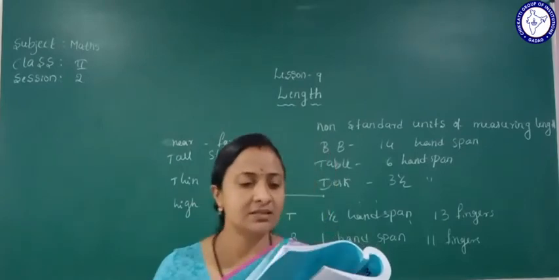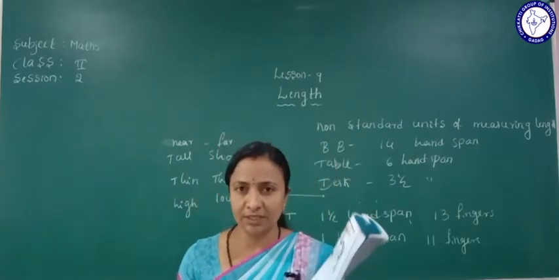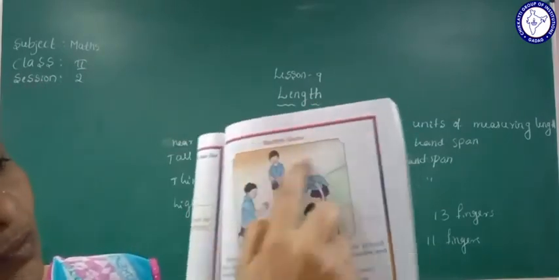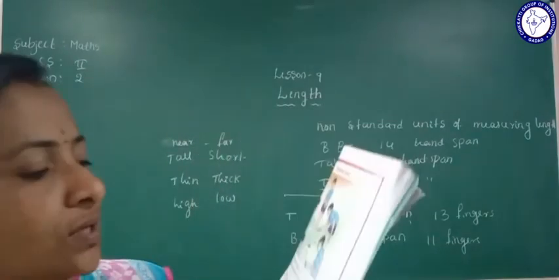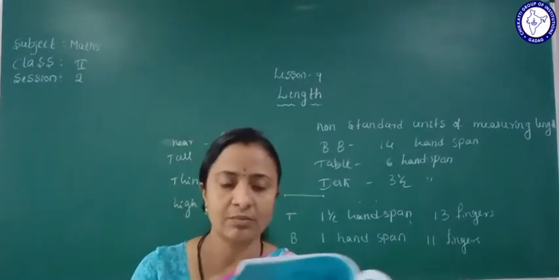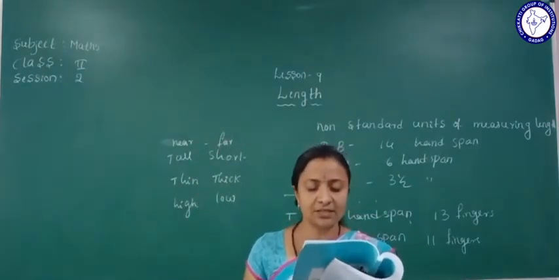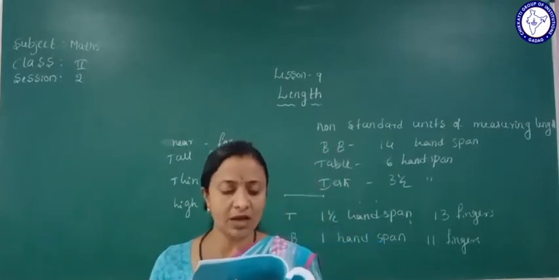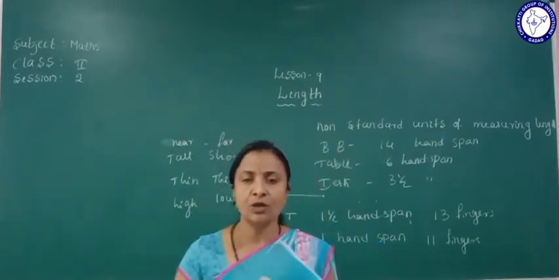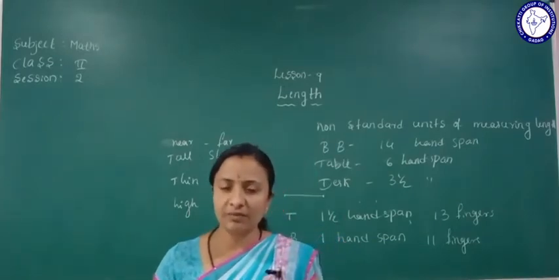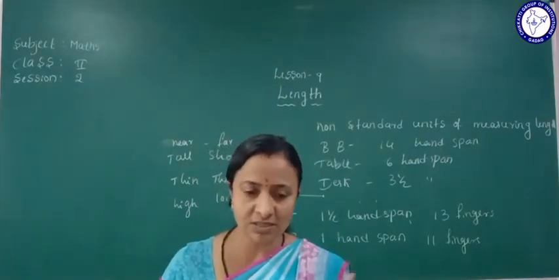So here, see the marble game, you already know this game and you have played it. Here some children are playing marbles in the playground. One of the children is measuring the length from one marble to another marble. When they are playing, we measure from one marble to another. Okay, how much distance is this?